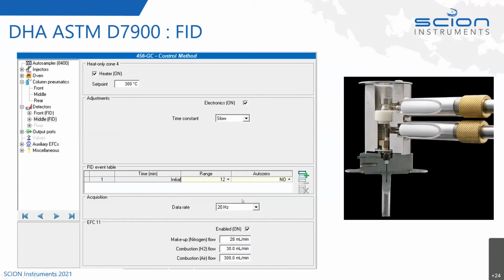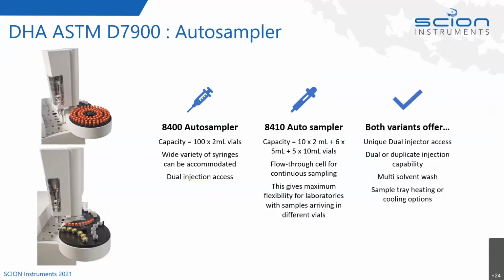We have increased the data rate up to 20 hertz. Again, we're using a makeup gas. Nitrogen is our favorite. You can use helium. We've turned it up because we're using a lot lower flow, so it's now at 28 mL a minute. But as standard, we've got the hydrogen at the same 30 mL a minute and air at 300 mL a minute, as we normally would do. And just like the Simdist GC, we've got the same choice of autosamplers that can be used. I'll just skip over that. We've talked about that earlier.